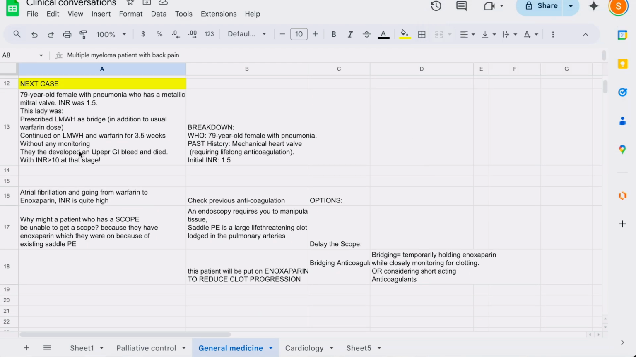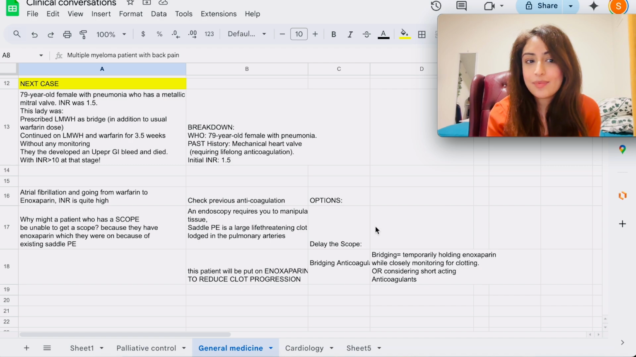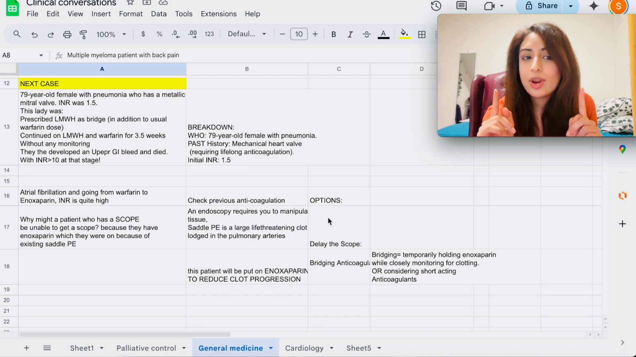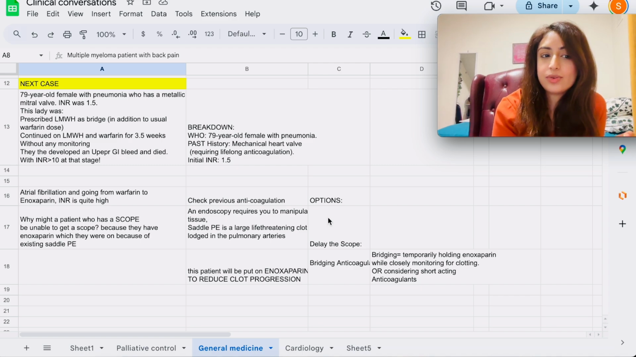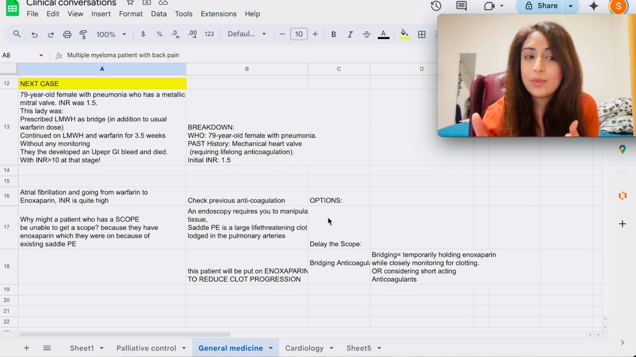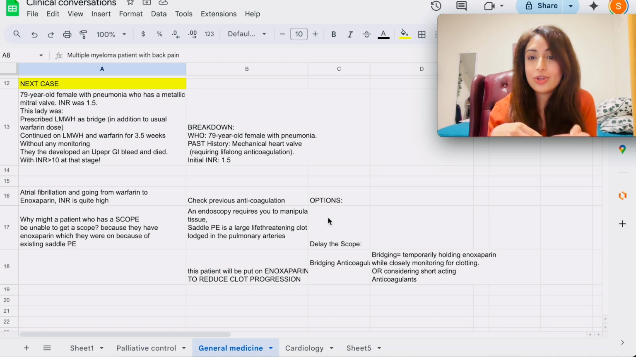So this is a patient that shows a difficult situation. You have a 79-year-old female with pneumonia who has a metallic mitral heart valve. Her INR was 1.5. An INR of 2 to 3 is normal. This lady was prescribed low molecular weight heparin as a bridge in addition to her usual warfarin dose. She was then continued on low molecular weight heparin and warfarin, which is a no-no. You do not give warfarin plus a low molecular weight heparin for 3.5 weeks without any monitoring. This lady unfortunately died because she then had an upper GI bleed with an INR super, super high.